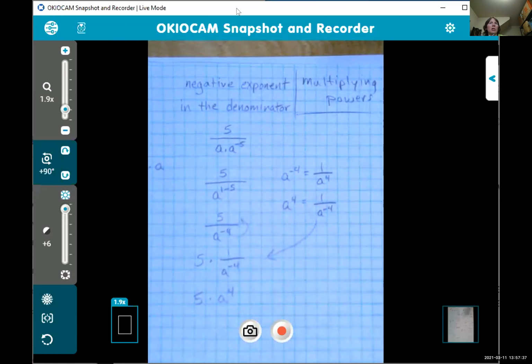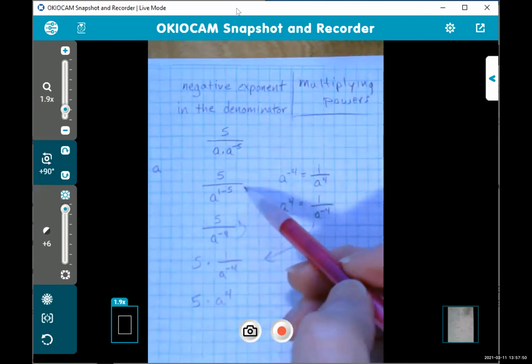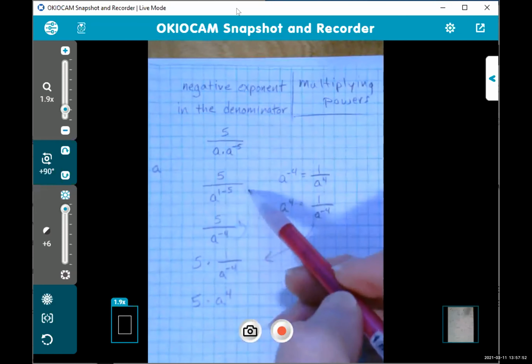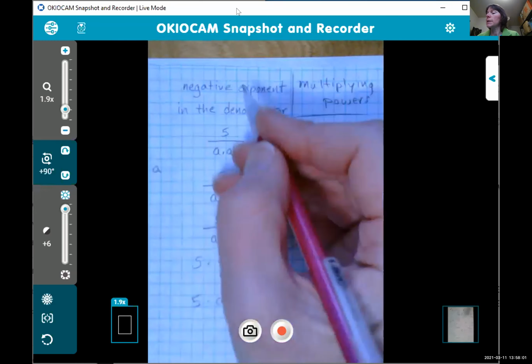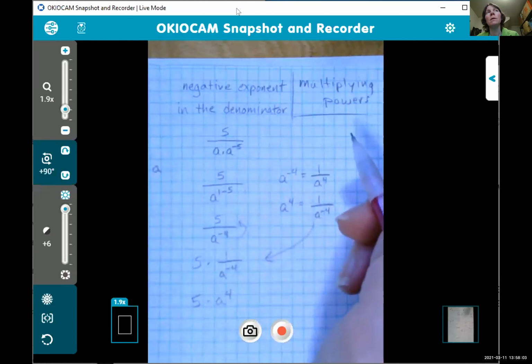Does anybody have a question on that one? I have a question. Yeah, please. On the second fraction right here, you did 1 minus 5. I think you took that a and changed it into a 1, right? Yes. But a times 1 just equals a. How does that become 2 a's?